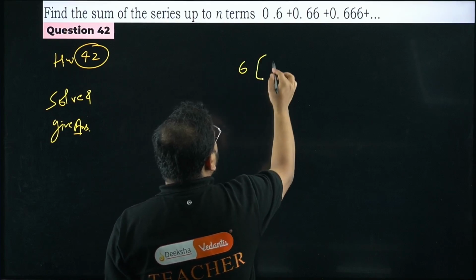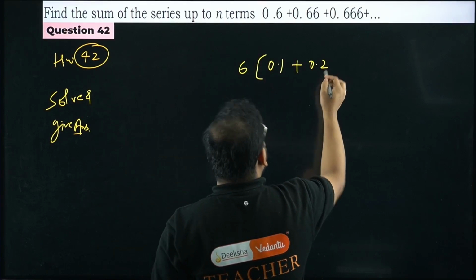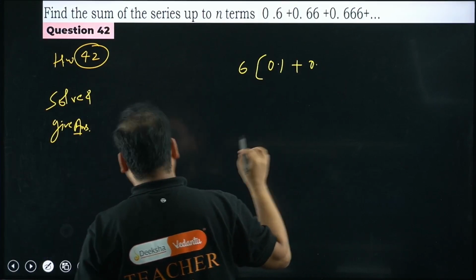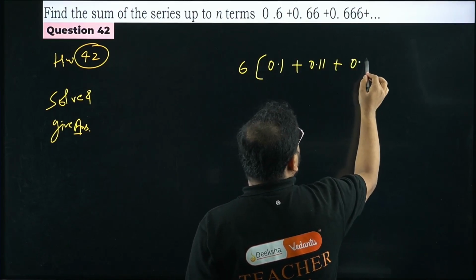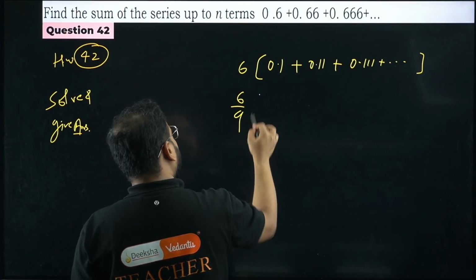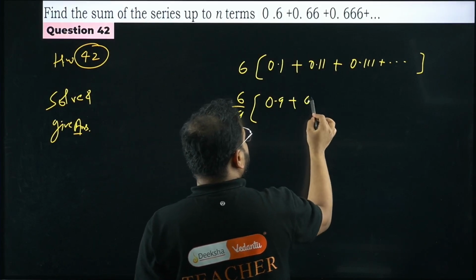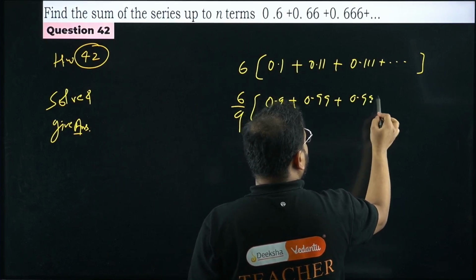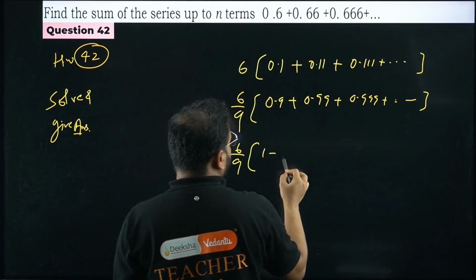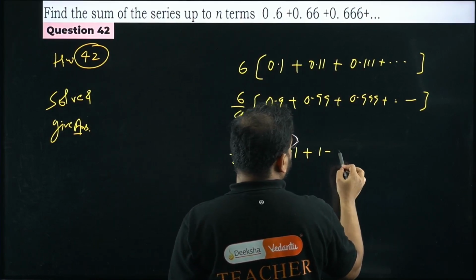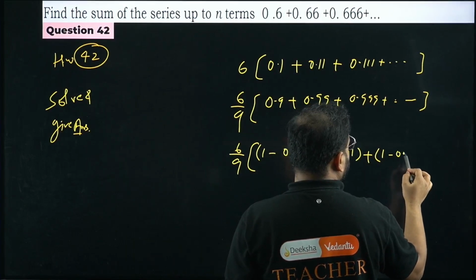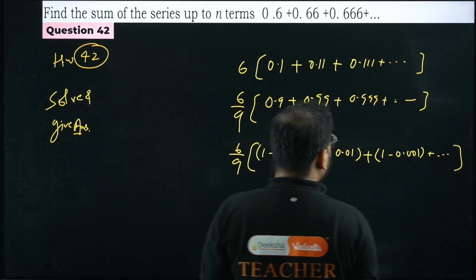Take 6 common first. You're going to get 0.1 plus 0.11 plus 0.111 and so on. Do one thing, multiply and divide by 9. You get 0.9 plus 0.99 plus 0.999 and so on. So 6 by 9, 1 minus 0.1 plus 1 minus 0.01, plus 1 minus 0.001 and so on. What am I getting over here?